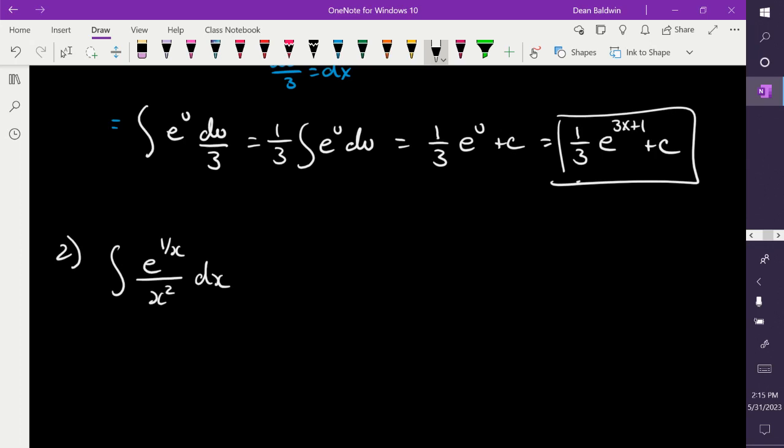E to the 1 over x squared. What's the only thing you can be here? If you have an e in your integral, 99% of the time, if it's just one e, you're going to do a u sub of that exponent. If you have multiple e's, then it can be a little different, but most of the time it'll be just that exponent.